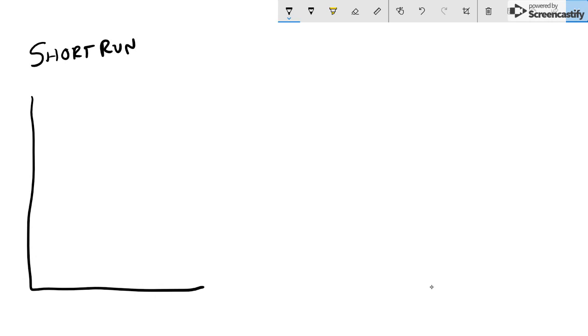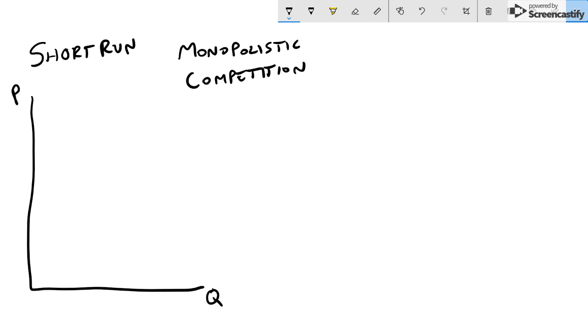Again, this is monopolistic competition. So markets such as restaurants, fast food, very competitive, but products can be differentiated. So back to our graph.